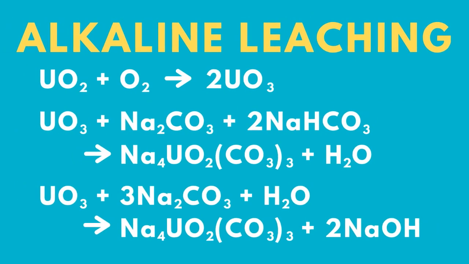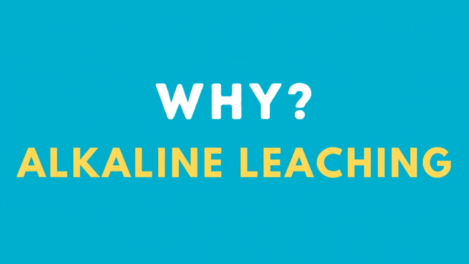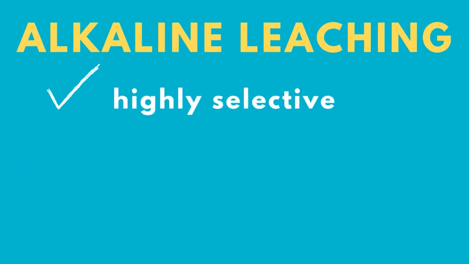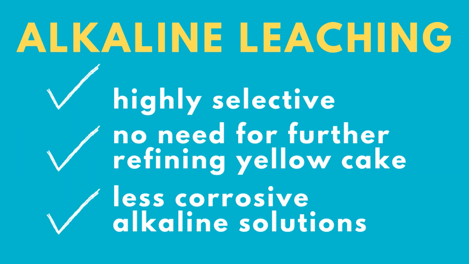Here's the reaction mechanism, just in case you're interested. Our leaching agents are sodium bicarbonate and sodium carbonate, which also serve the dual purpose of preventing the formation of undesired uranyl hydroxide. So, what makes alkaline leaching attractive? Well, alkaline leaching is highly selective to uranium minerals, so the products produced have fewer impurities. The desired yellow cake, as it is called, can actually be produced without the need for further refining. The alkaline solutions are also less corrosive and can easily be recycled.